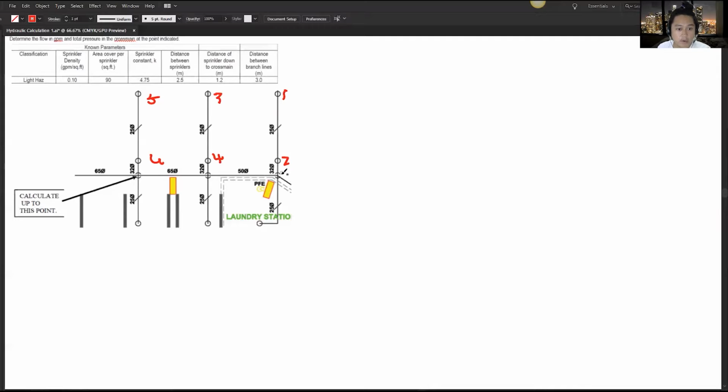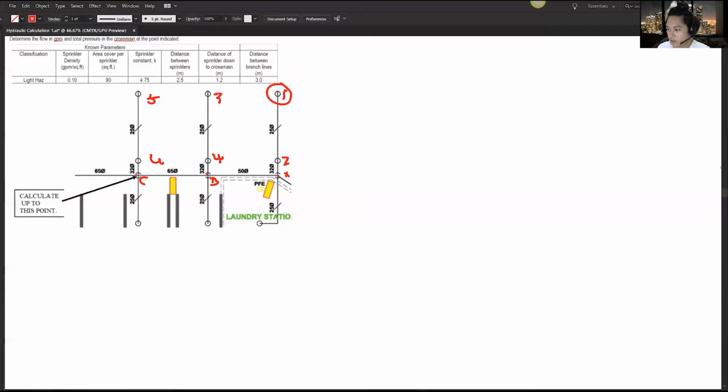Also, the points at the crossmain where it intersects with the branch lines, this point here, this one, and this one, are called the nodes. We can label them as node A, node B, and node C. All right, what you need to do is calculate the flow required at the most remote sprinkler. That's the first step that you need to do.